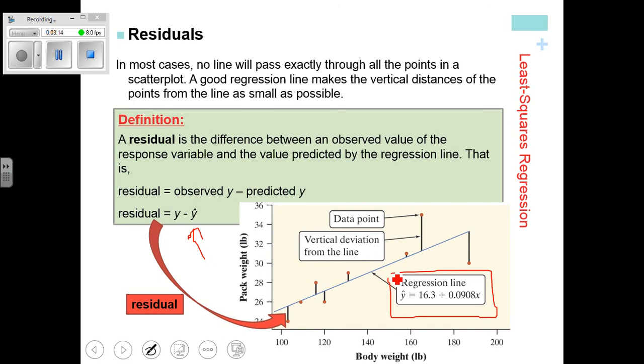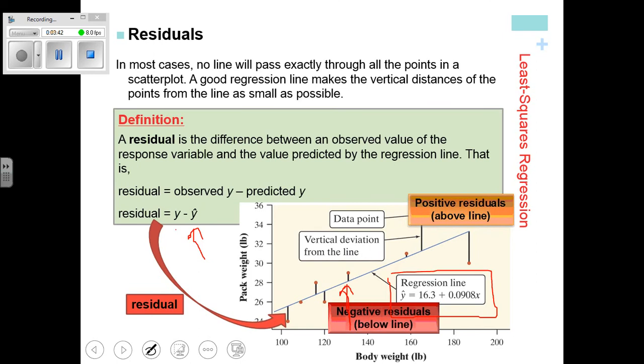So, for instance, if you want to find the size of this residual right here, you would plug in that x value, which would be 136 or so, for the x and get your y hat, your predicted y, and then you would subtract it from what the actual y was, which is what you would get out of your data, to get your residual. Positive residuals are, of course, above the line, and negative residuals are below the line. Always that vertical distance from the prediction.